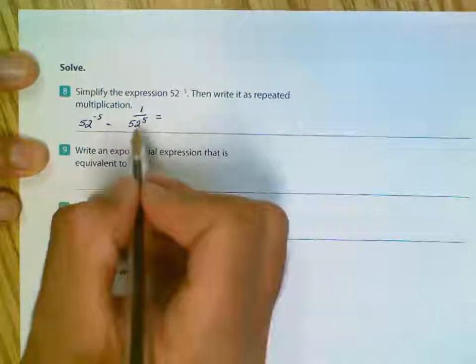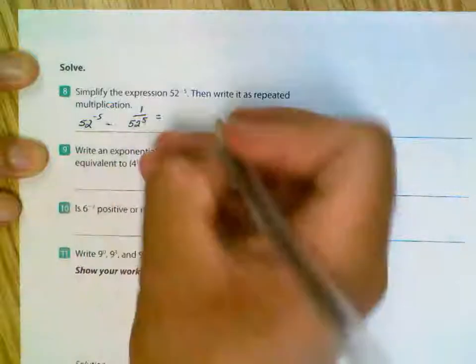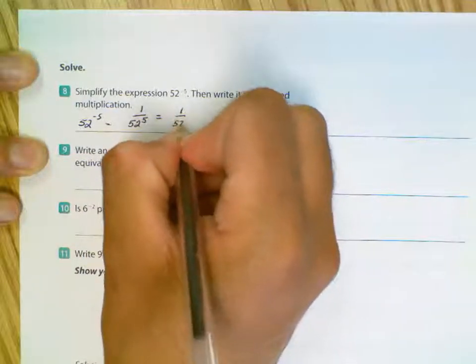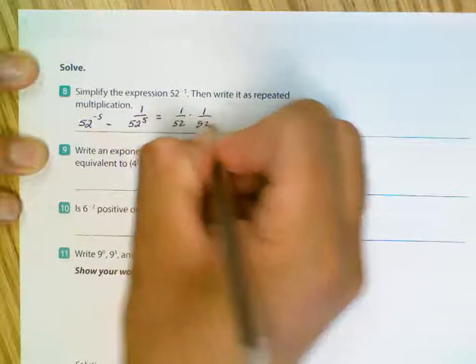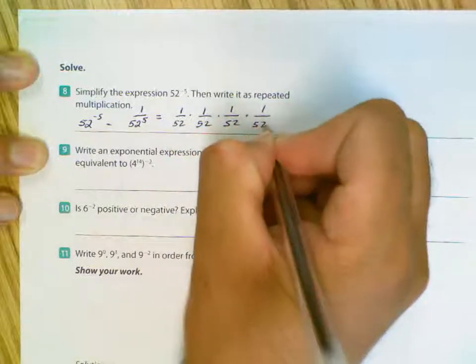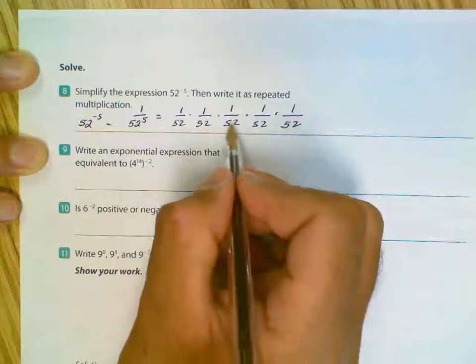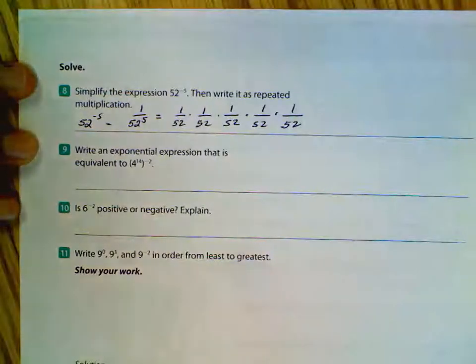So how many times am I going to multiply this fraction? 5 times. So I have 1 over 52 times 1 over 52 times 1 over 52 times 1 over 52 times 1 over 52. How many times? 5: 1, 2, 3, 4, 5. And that's what they are asking us to do.